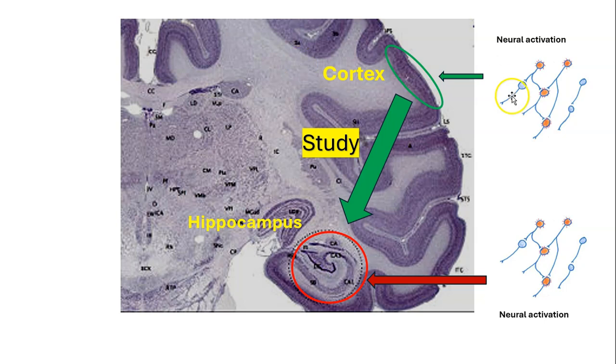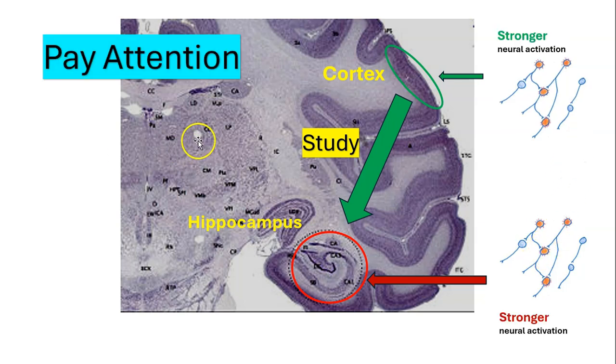Now, when we study, of course, we're activating neurons in the cerebral cortex that are processing the information. So we'll get neural activation. The orange neurons are being activated, the blue ones not. And because the cortical neurons send axons down into the hippocampus, we'll get hippocampal activation as well.